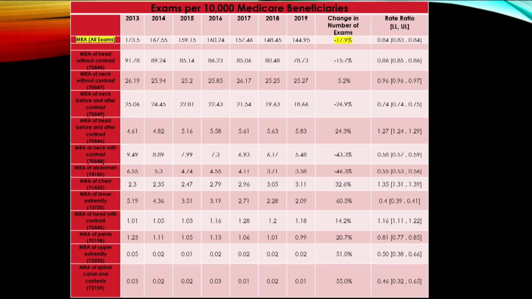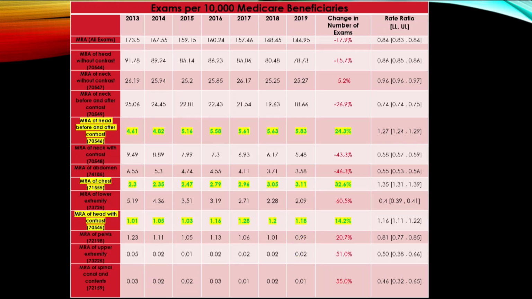We can go and look at the individual types of exams. All MRA exams over the 7 years decreased by about 18%. These are sorted by the use in 2019, and we can see that head and neck are the most used exams, with head without contrast and neck without contrast at the top. This is followed by body and lower extremity at much lower rates, and pelvis, upper extremity, and spinal MRA at very low rates.